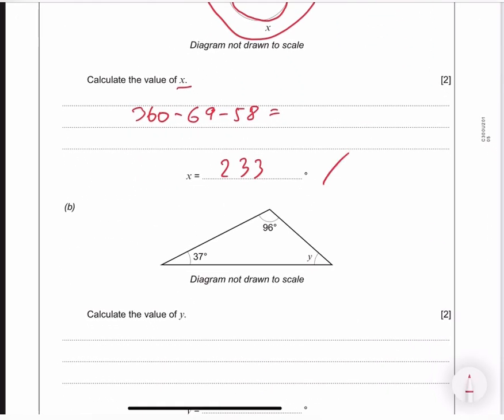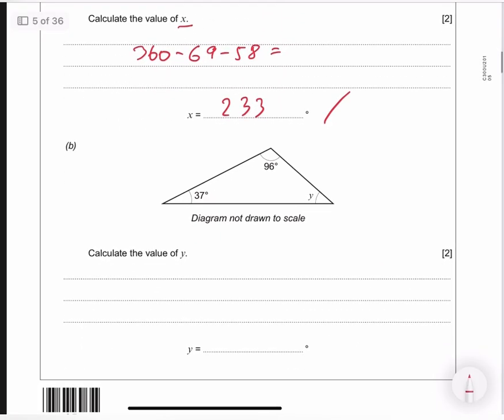In the next question, we need to work out angle y. So we know all angles in a triangle add up to 180 degrees, of course. So if we take these two angles we see in the picture from 180, that will give us the answer for angle y.